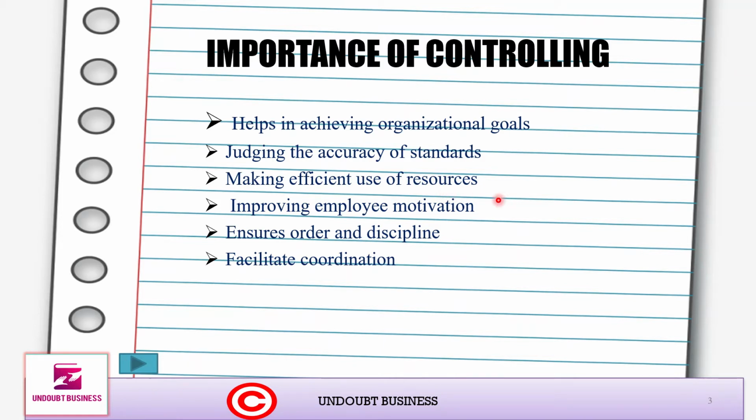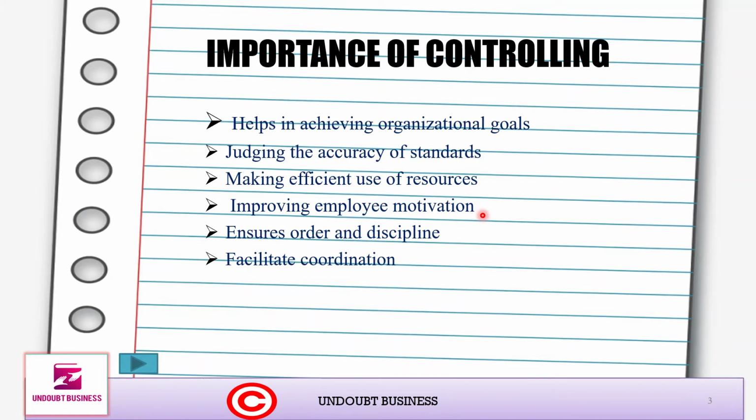The next point here is improving employee motivation. See, if the controlling function is performed properly in the organization, then what will happen? The employee will get to know how he has to improve his performance, how he can do much better to achieve the ultimate goal, how he has to improve himself to achieve the goal of the organization, right?